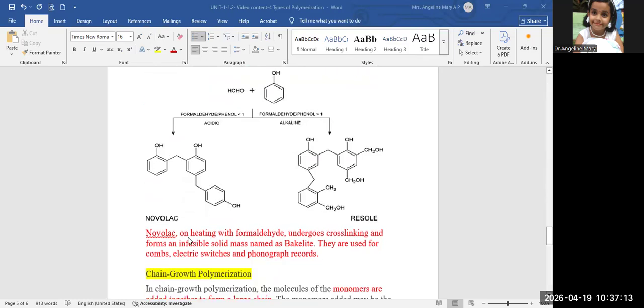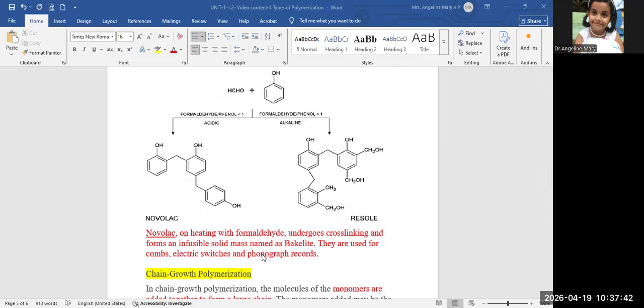Okay, so Novolac on heating with formaldehyde undergoes cross-linking. It undergoes the cross-linking and forms an infusible solid mass called Bakelite. They are used for combs, electric switches, and phonograph records.